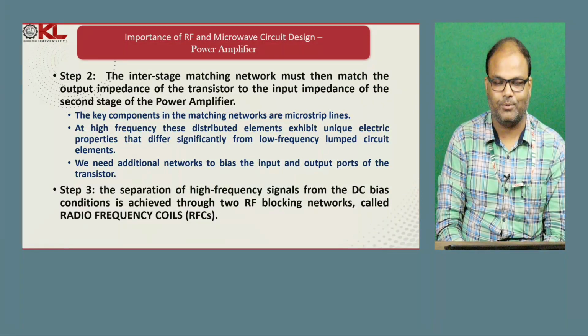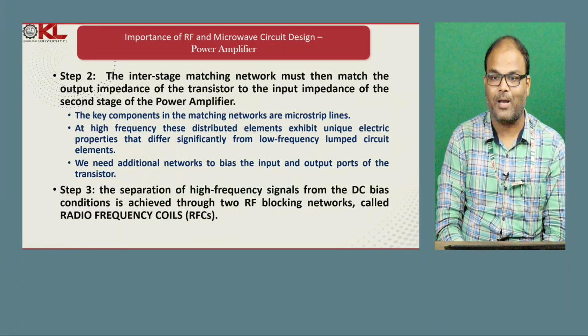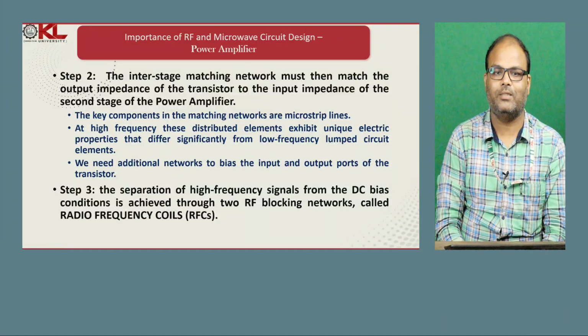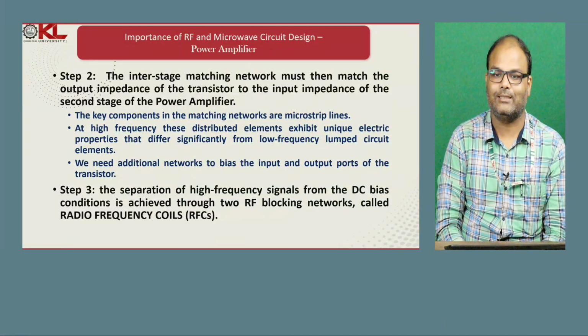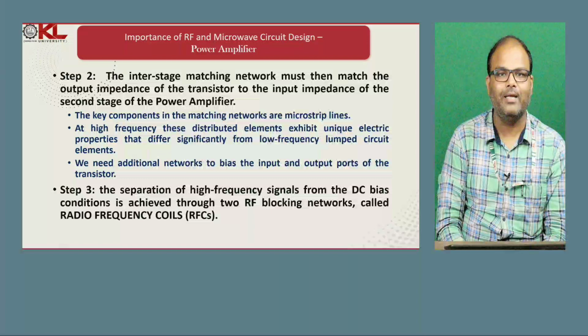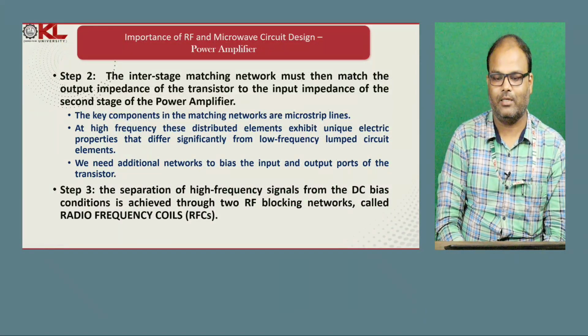Then the next, step 3, is the separation of high frequency signals from the DC bias conditions, which is achieved through two RF blocking networks called radio frequency coils. I already described these in the previous slide, but these are the write-ups.